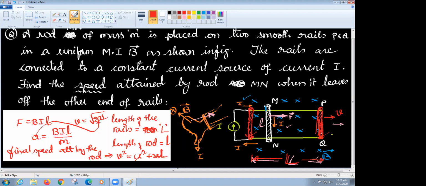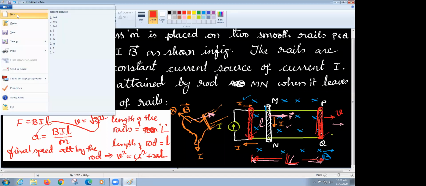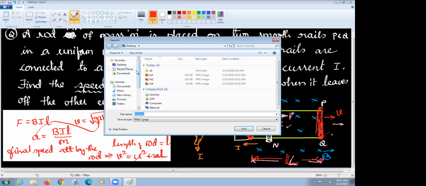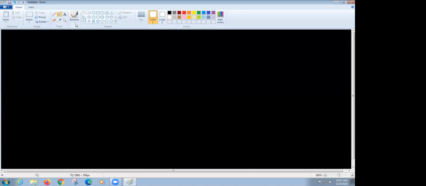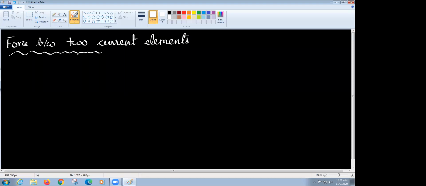So if I ask you an application-based question, maybe the force between two current elements, for example, let me save this. A quick reference is this. I ask you, say, the force between two current elements here. So Mr. Oersted and Ampere collectively established this experiment.